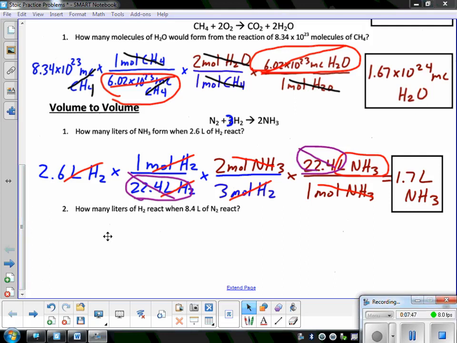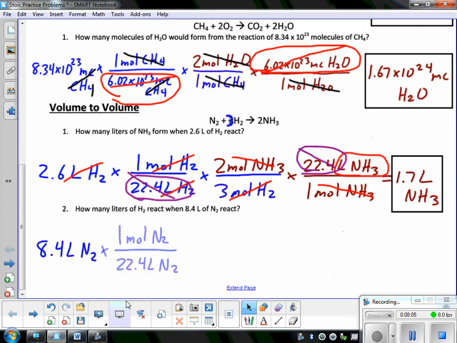Last example. How many liters of H2 react with 8.4 liters of N2? Looking at the mole-to-mole relationship, for every 1 mole of N2, there are 3 moles of H2. So we're going to take our 8.4 liters of N2 and convert it into moles, just like before. Liters of N2 has to be on the bottom to cancel. We're now in moles of N2. Using that mole-to-mole relationship, for every 1 mole of N2, you need 3 moles of H2.